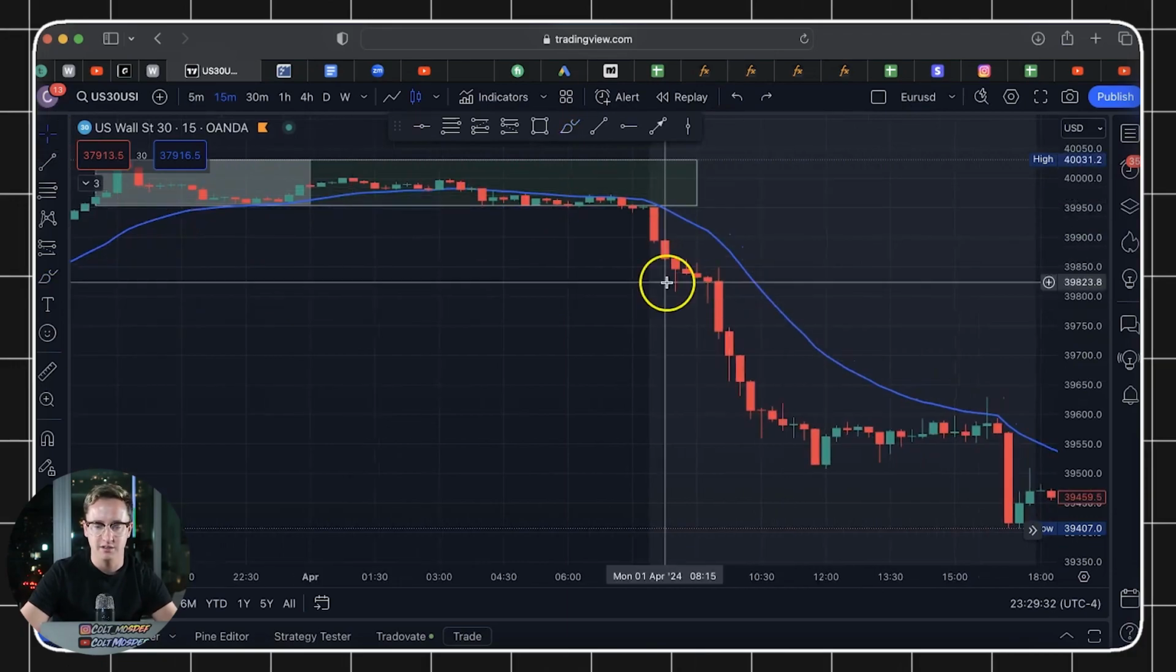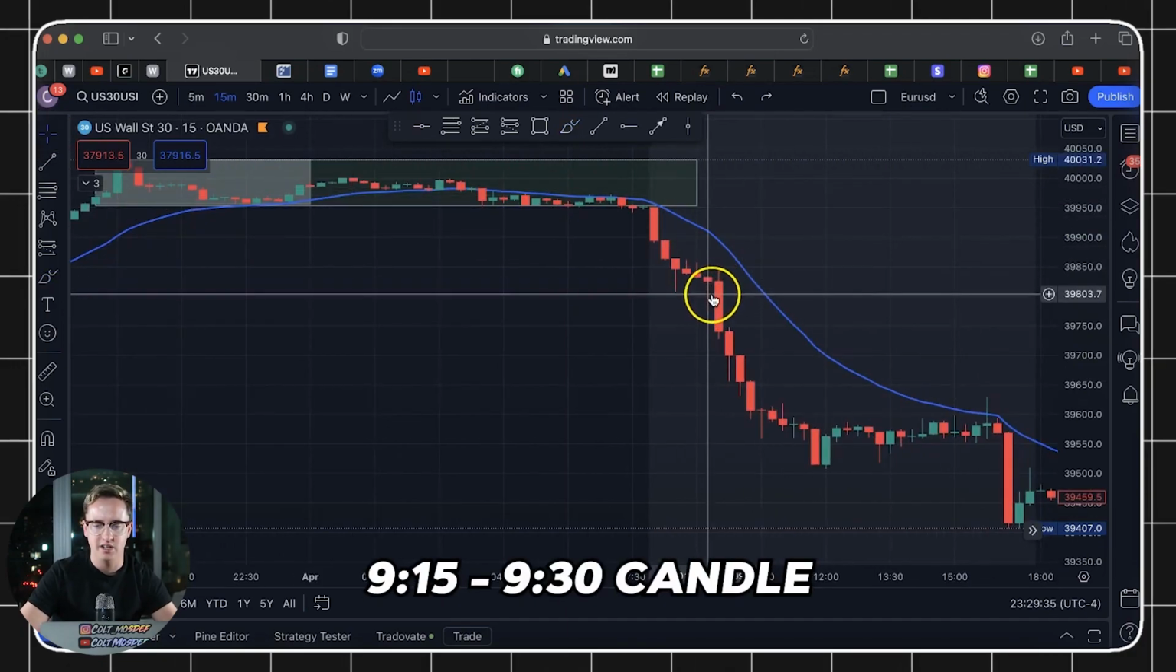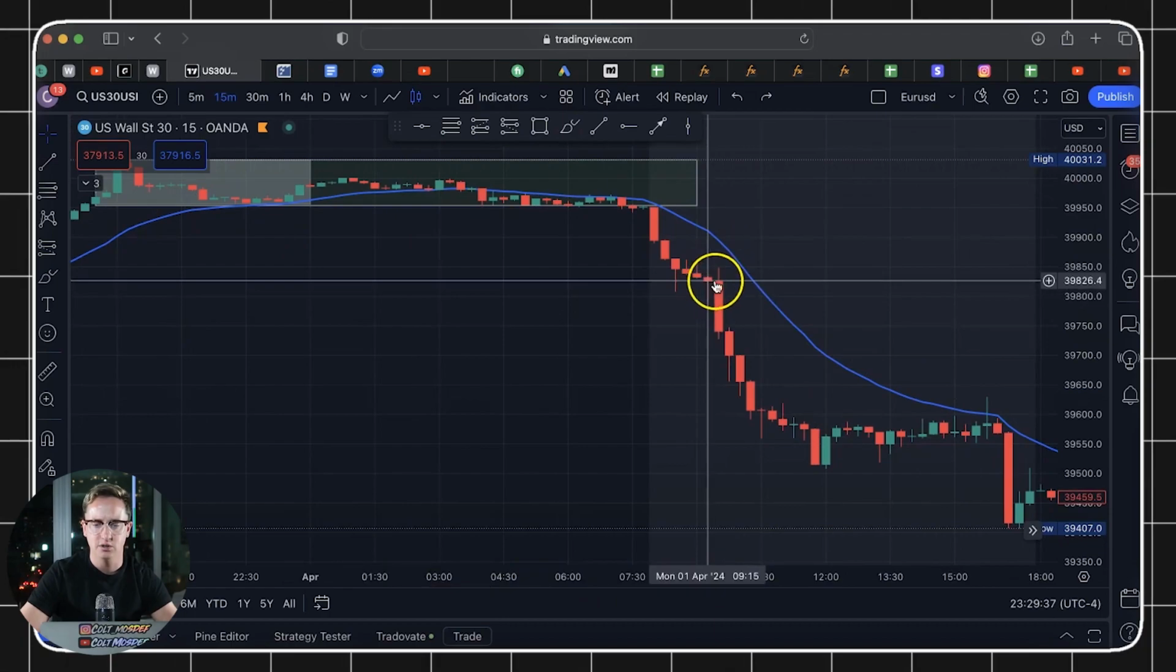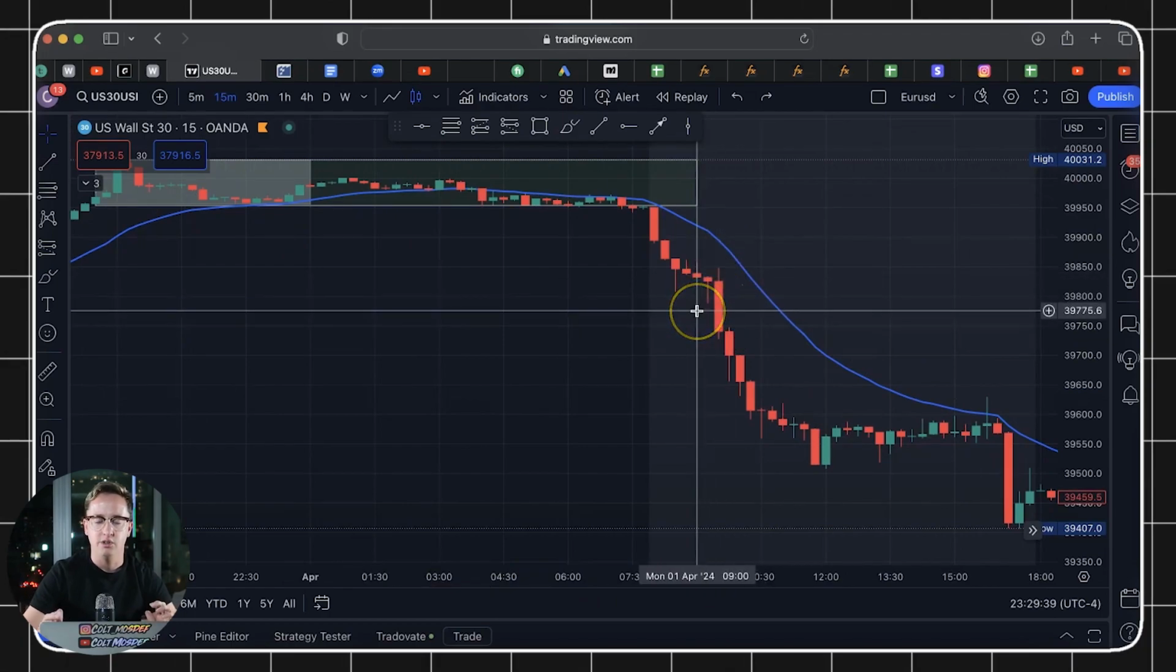So what do we see right here? The 9:15 to 9:30 candle. After this candle closes, it's the market open. Usually I want to see some type of candle, a spinning top, shooting star, bearish or bullish engulfing, something like that. That's going to give me a lot of confirmation that the market is going to continue to drop.